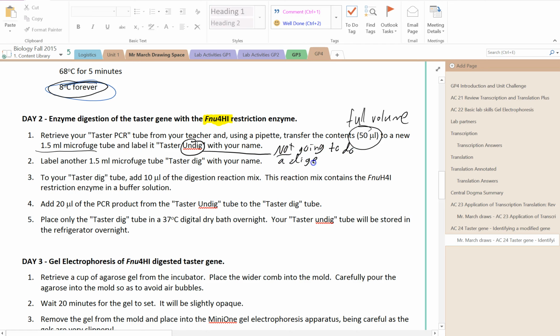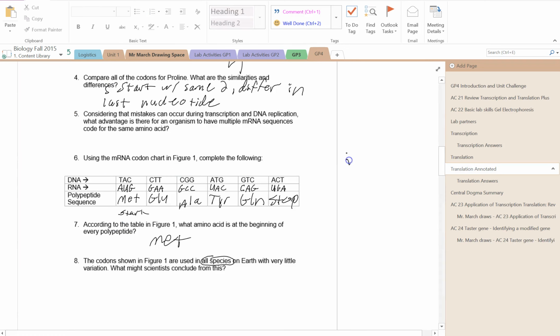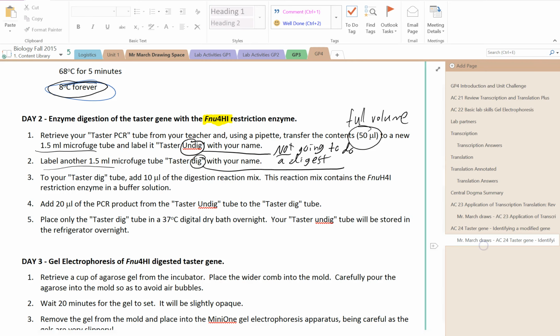This is going to serve as our control tube for the experiment. It's always nice to have a control tube. And now we're going to label another 1.5 mL microcentrifuge tube and label this one DIG, as in yes, we are going to do a digest. We're going to add the restriction enzyme to this tube, so we will digest it, and we will not add the restriction enzyme to the undigested tube.